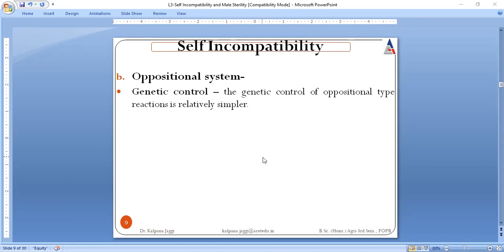So with this we end the classification that is all on the basis of interaction among pistil and interaction among pollen grains.